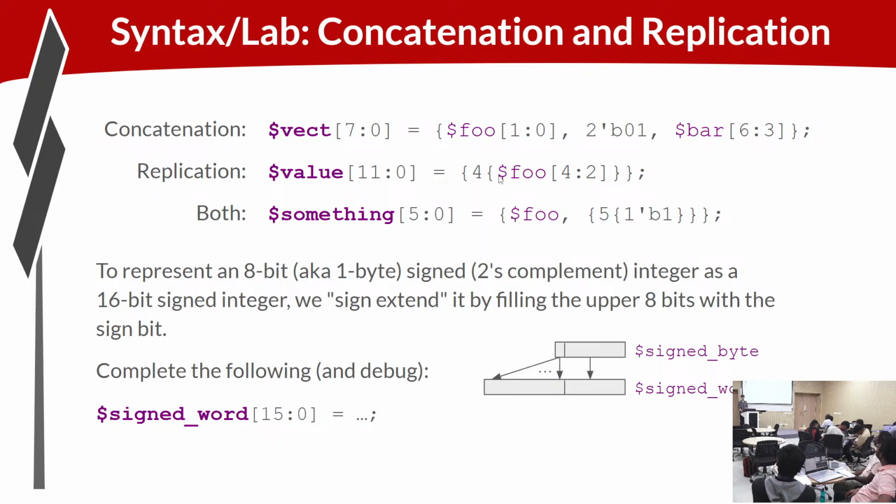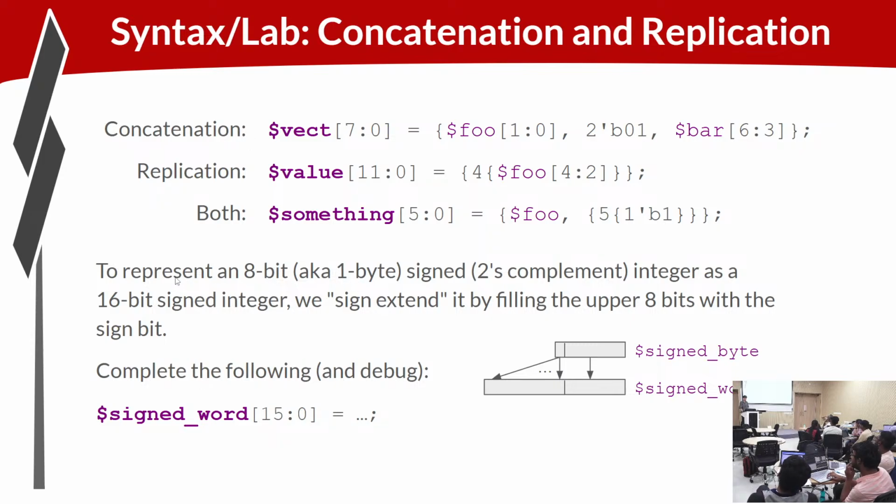So this quantity, bits 4 down to 2 out of this vector foo, is going to get replicated 4 times and packed into a single vector. Now often when you're packing bits together, you're using a combination of concatenation and replication, which gets really ugly with all these squiggly braces. For example, concatenating foo with these 5 bits of 1.